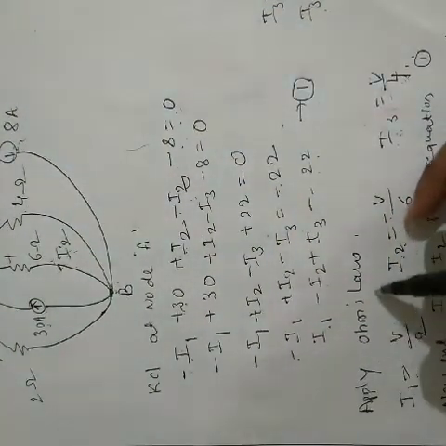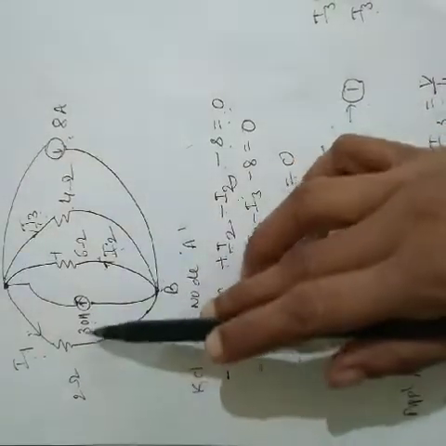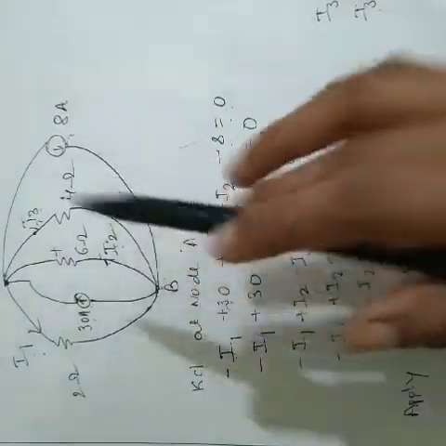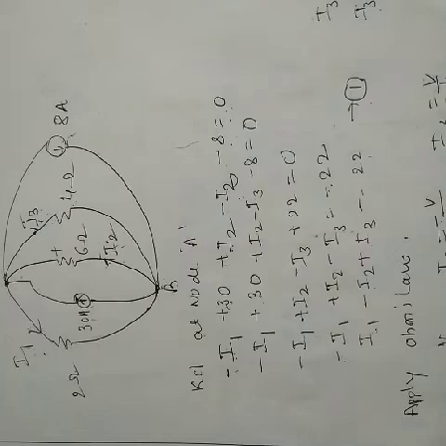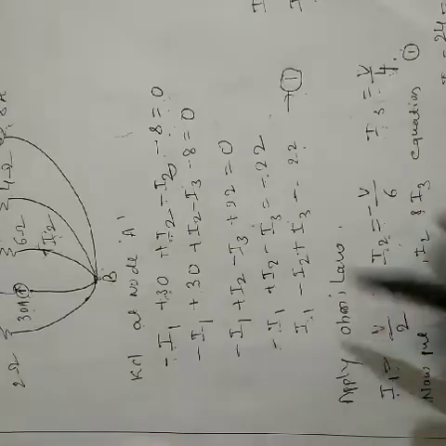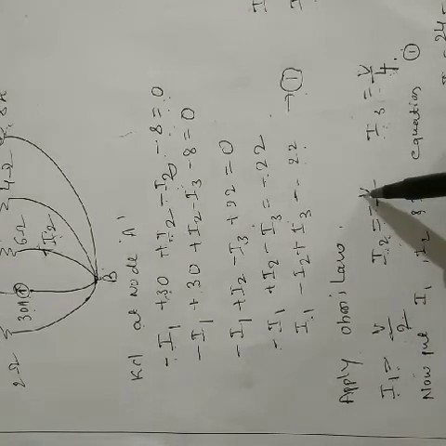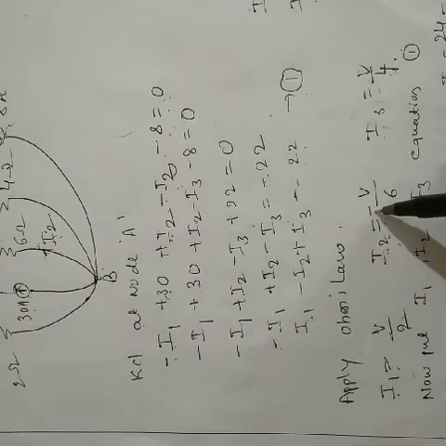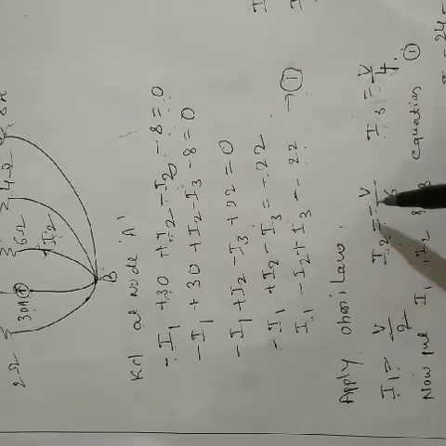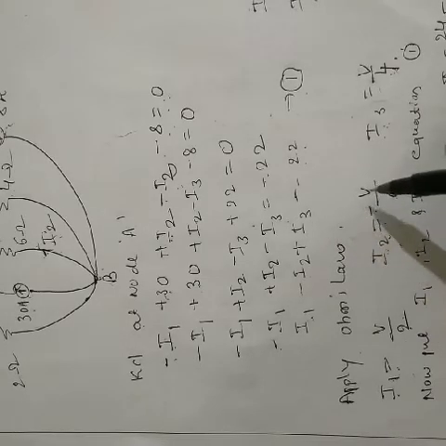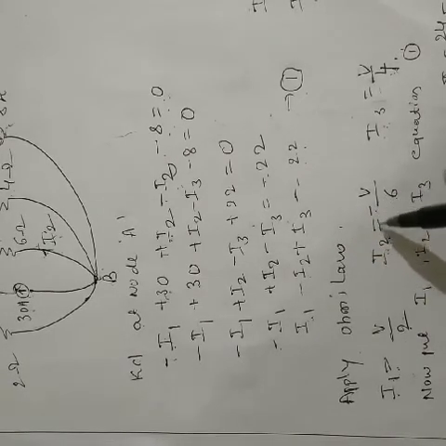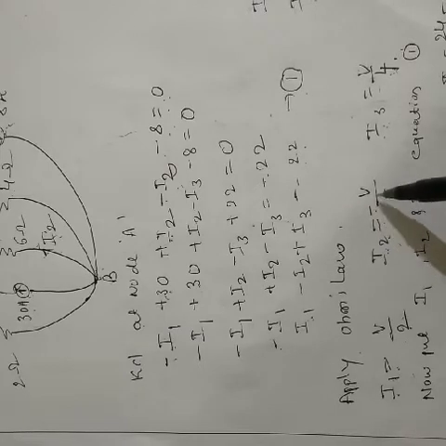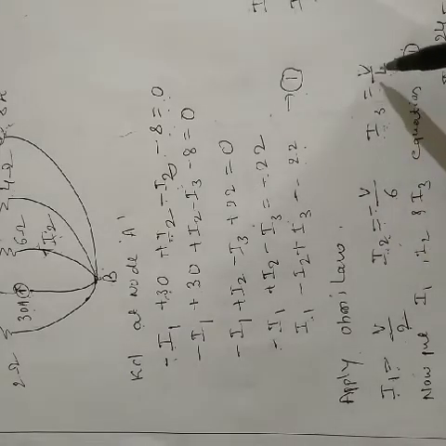Now apply Ohm's law for resistances 2 ohm, 6 ohm and 4 ohm. Then find I1. I1 is equal to V by R, like V. I1 is equal to V by 2. I2 is equal to V by 6. Here minus is there because the current is flowing from minus to plus, means lower potential to higher potential. Therefore I2 is equal to minus V by 6. I3 is equal to V by 4.